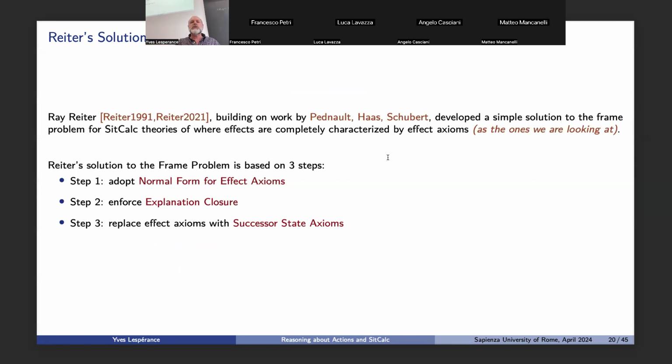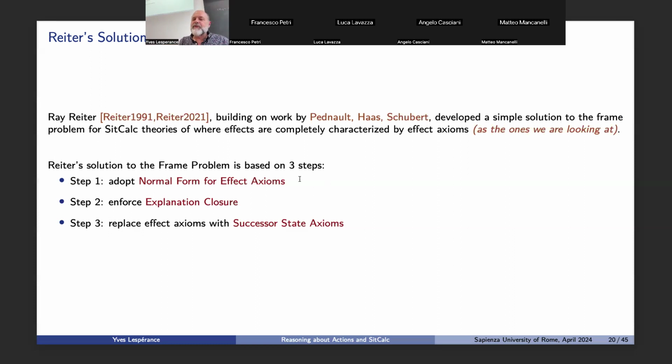This simple solution to the frame problem is building on some previous work by Pednault, Haas, and Schubert. Basically, the Reiter solution involves three major steps.